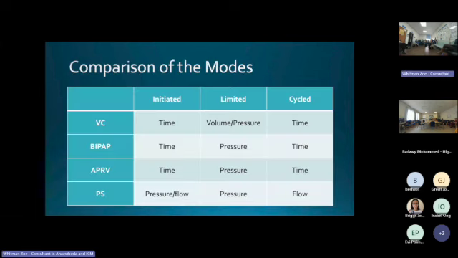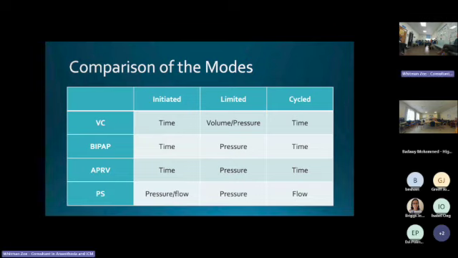Okay, so that's your comparison of the modes: volume versus pressure versus APRV versus pressure support. And again, that's a bit of an FRCA thing as to whether it's initiated by, they're generally initiated by time. The pressure support mode is initiated by the patient, so they get a bit of negative flow, it senses that and will give a bit of pressure. The volume control, how much it gives is limited usually on most of the modes by how much pressure you give.